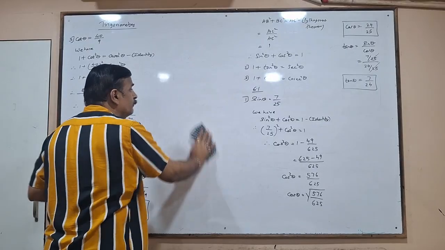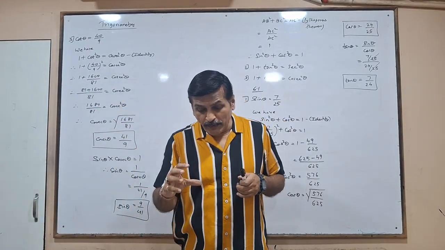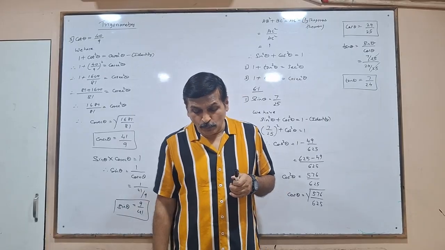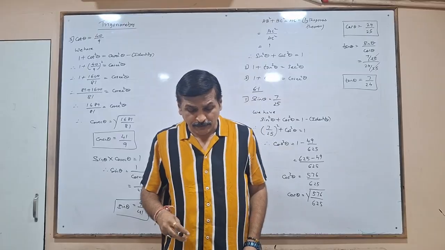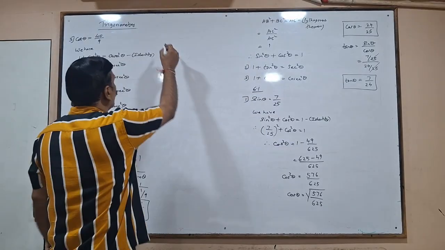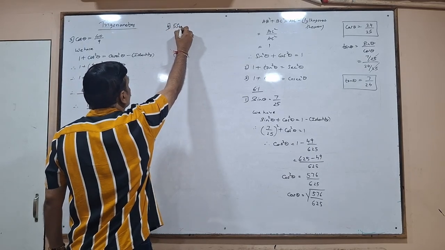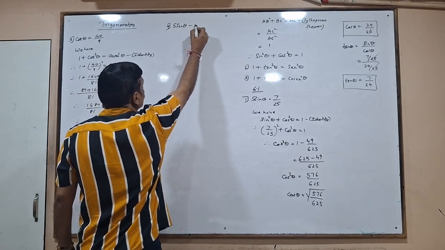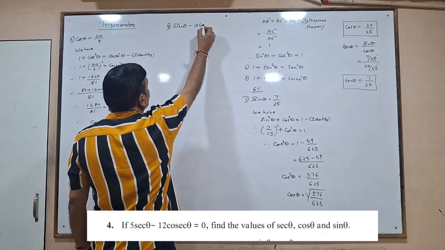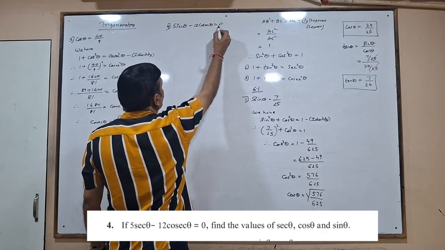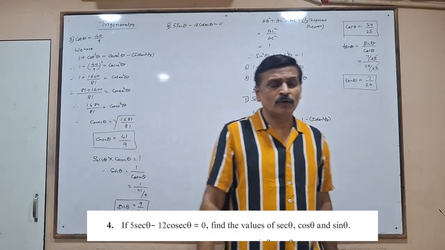Now the very important part of trigonometry, that is proving questions. Before we go for a proving question, there is question number 4 in our textbook, chapter 6.1. They have given a relation, 5 sec theta minus 12 cosec theta is equal to 0, and they want us to find cot, cos and sin.